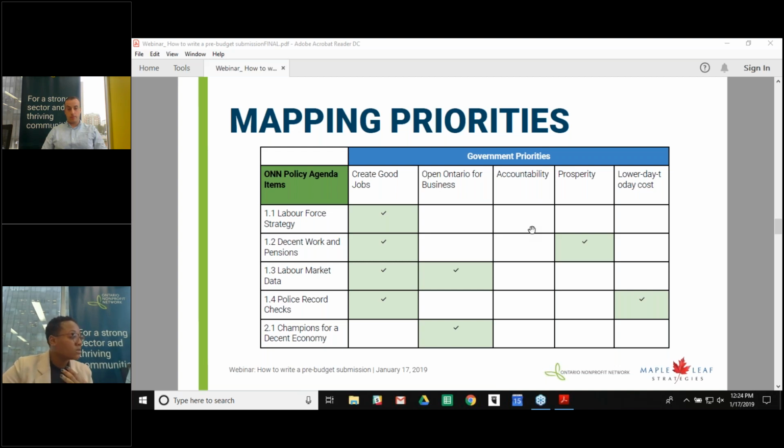So the government wants to create jobs, good jobs. They want to make Ontario open for business. They want accountability. They want to generate prosperity, and they want it to have an impact on people's day-to-day lives. So we plotted that against our policy agenda items that we have for 2018, 2019. And we looked at where our policy agenda items align with some of the messaging that the government has put out, and thought about how we could align our messaging within that context that they're communicating in.